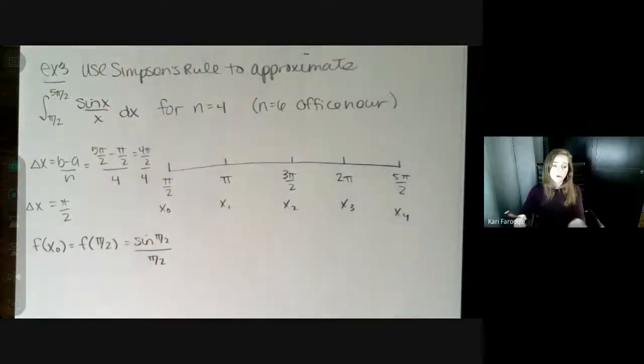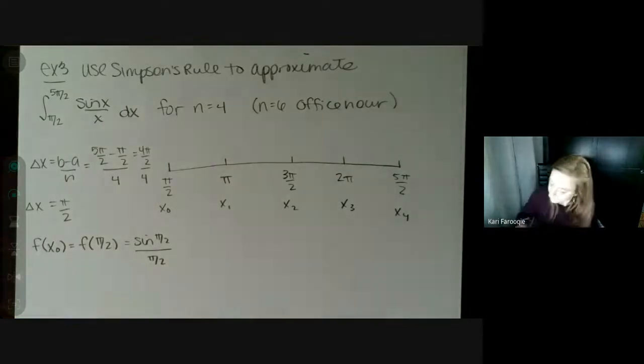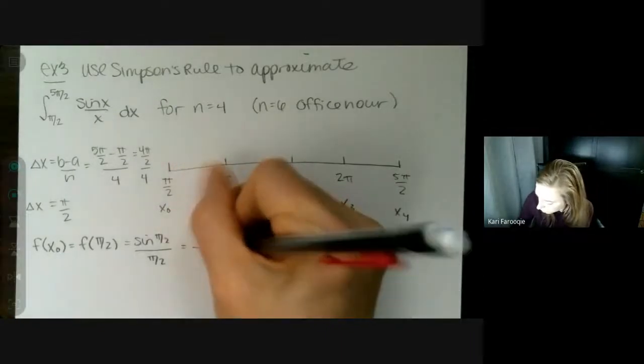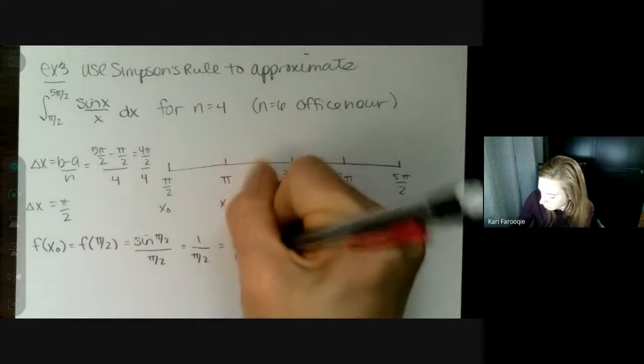Now, again, you could put all this in your formula. My only fear is that you might have too many grouping symbols and put this into your calculator wrong if you don't split this up into parts. Sine pi over 2 is 1. 1 divided by pi over 2 is 2 over pi.